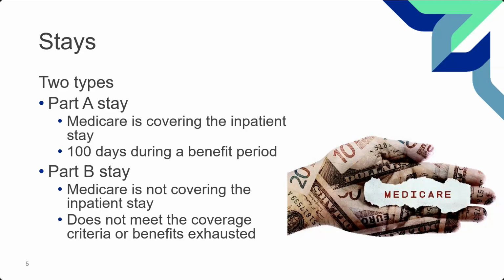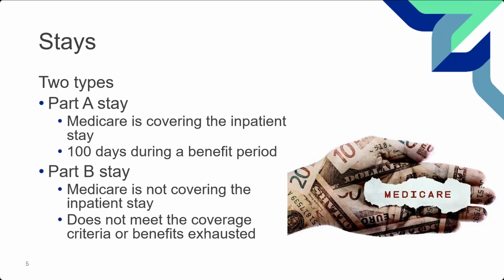So Medicare is not covering the inpatient type care. It does not mean a person cannot have Medicare benefits. That's why it's referred to as a Part B stay. The benefits they are eligible for are benefits that would be otherwise payable under Medicare Part B, not the inpatient care, but the outpatient care portion. So hopefully that makes sense when we talk about Part A and B stay.